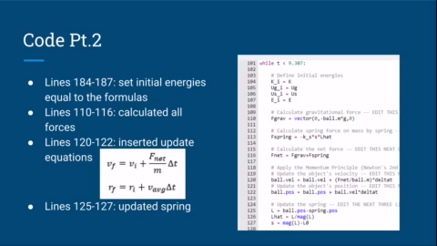In the second part of my code, for lines 184 to 187, I set the initial energies equal to the formulas. In lines 110 to 116, I calculated all of the forces, which included gravitational, spring, and then net force. In lines 120 to 122, I inserted the update equations positioned below, which is for final velocity and final position update. In lines 125 to 127, I updated the spring, the length, L hat, and the stretch.